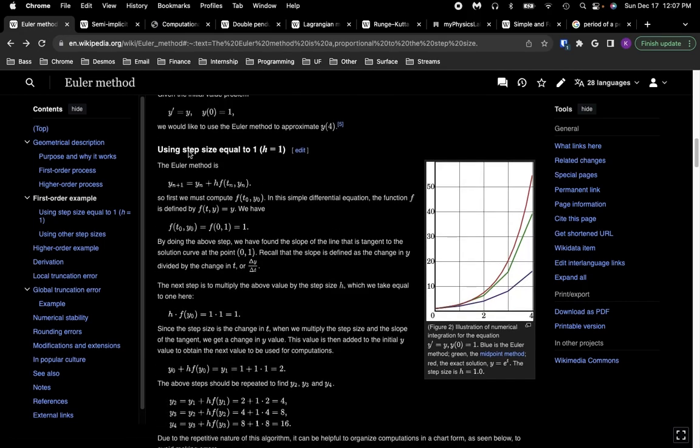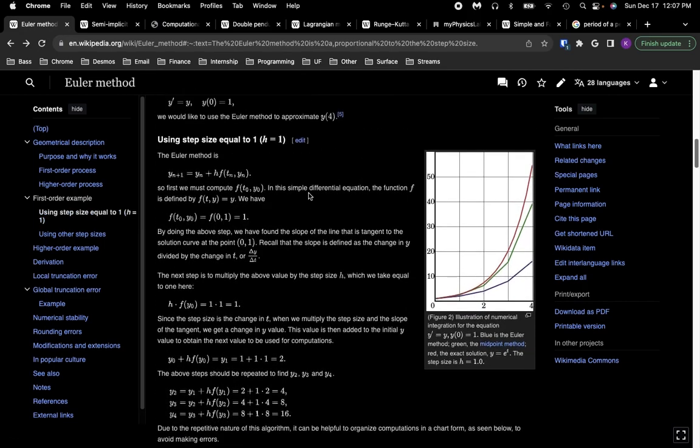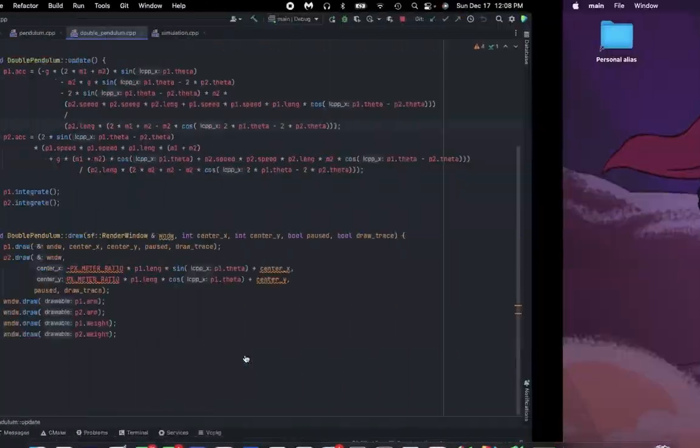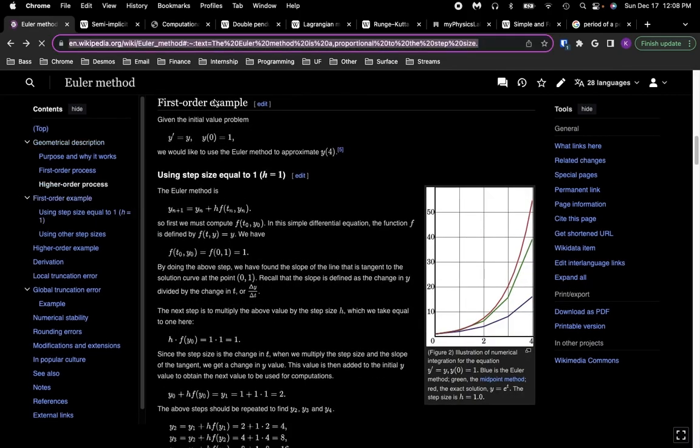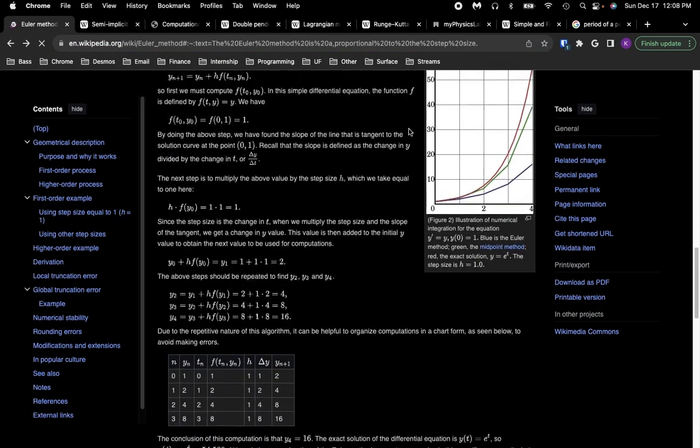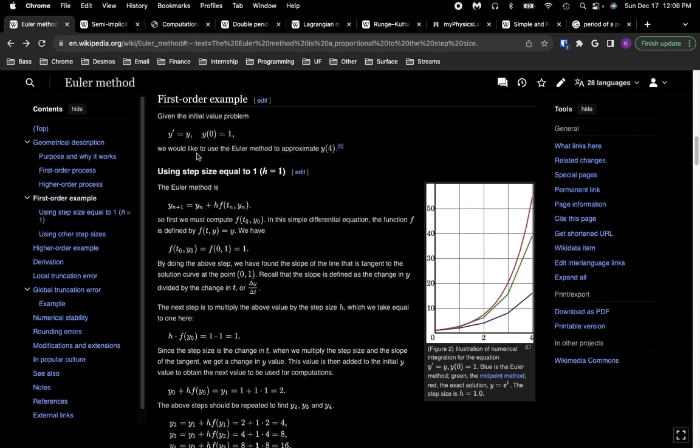Why is this page not scrolling right? What's wrong with Chrome? Maybe I have too many tabs open.